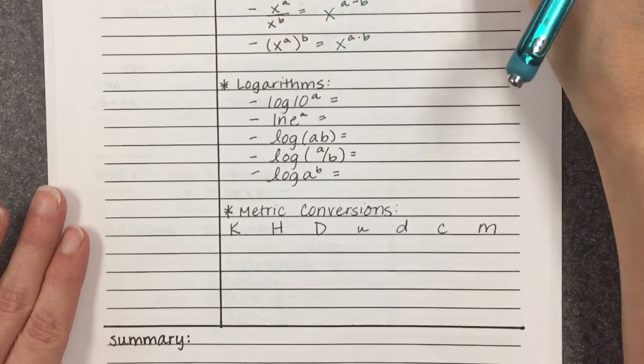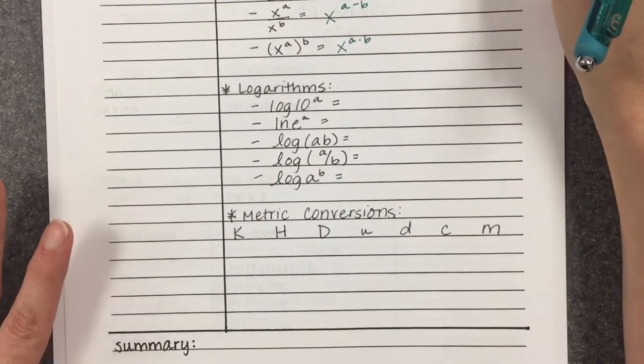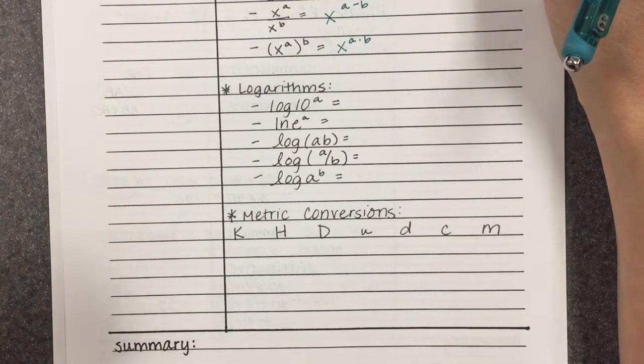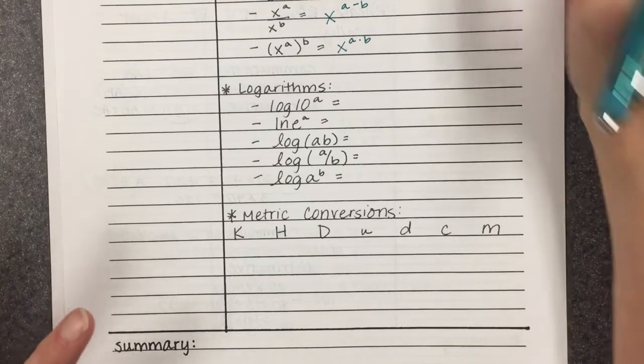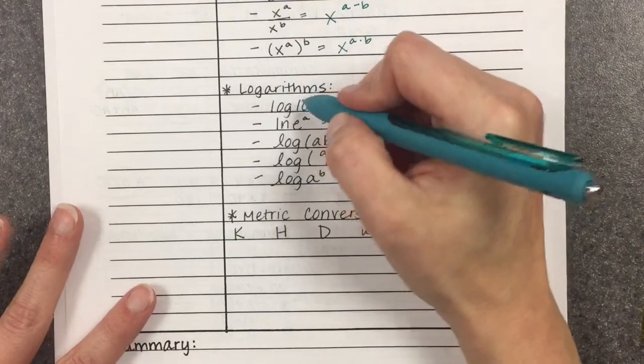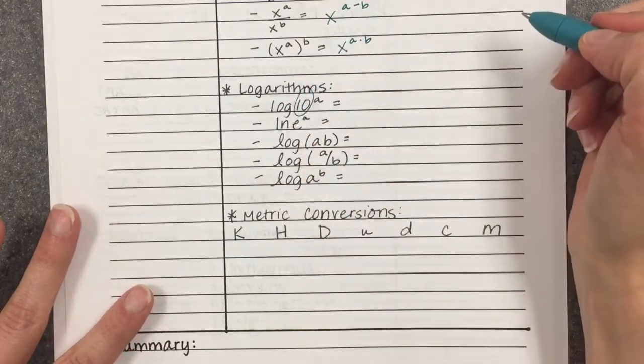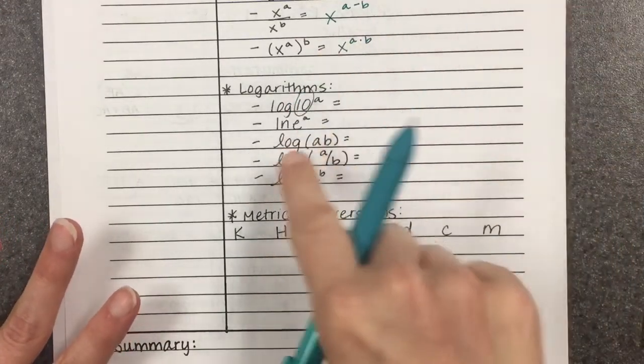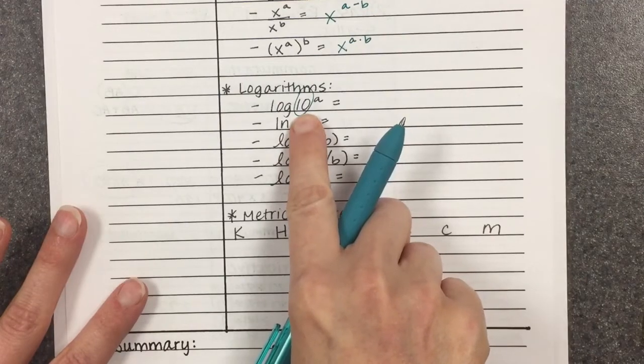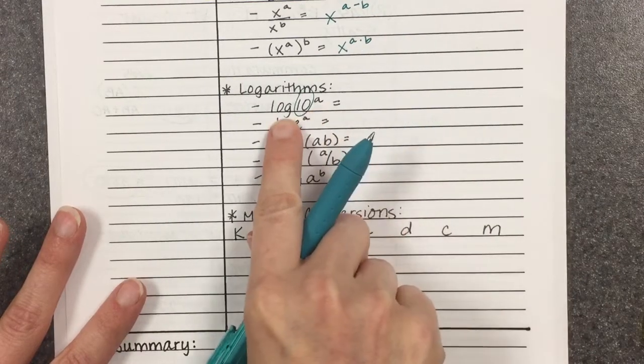Now another thing that you're going to see quite a bit in AP Chemistry is the logarithm. Generally we only do logarithms with base 10. So really what I want you guys to remember is that logarithm and base 10 are basically the opposite of each other. In fact, if I have base 10 to the power of some exponent and then I log it, guess what?